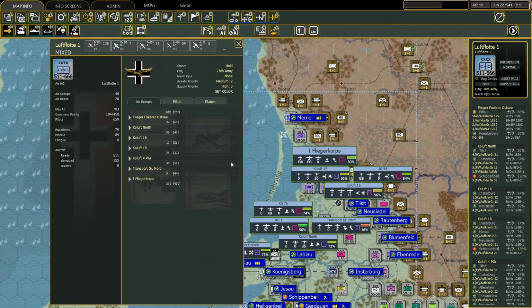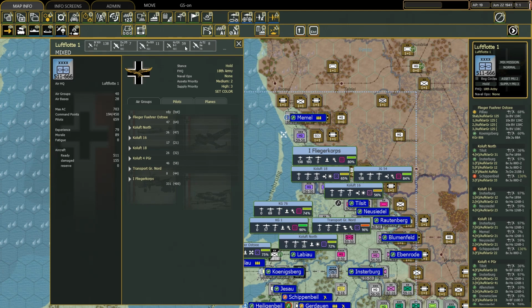Now, if you click on the name of the Luftflotte 1, you get to the advanced unit info box, and again it is divided. We can divide it into, let's say, 4 parts. This section here basically contains nearly all of the information that you find in the basic unit info box, essentially.